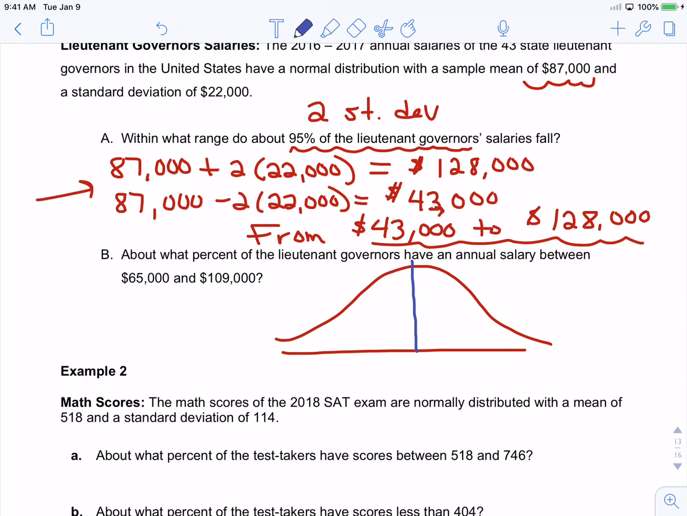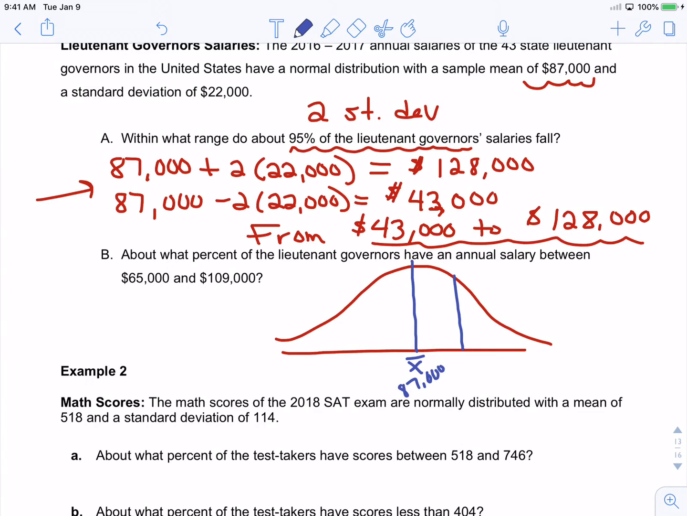We're going to place the mean in the middle. This is another way to think about the spread of the data. I'm making myself a normal curve to represent the spread of this data, and the mean is the 87,000. Now if I go 1 standard deviation above the mean, meaning I'm taking the 87,000 and adding 22 to it.